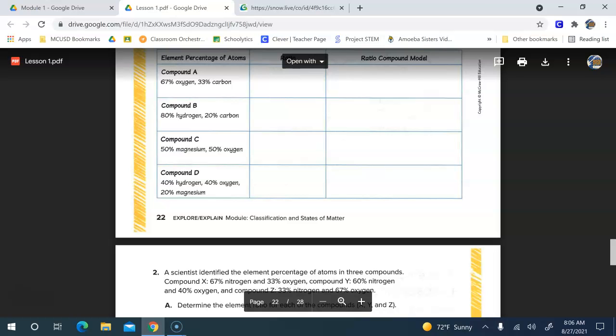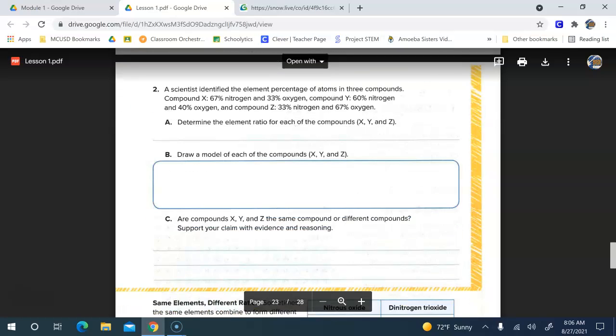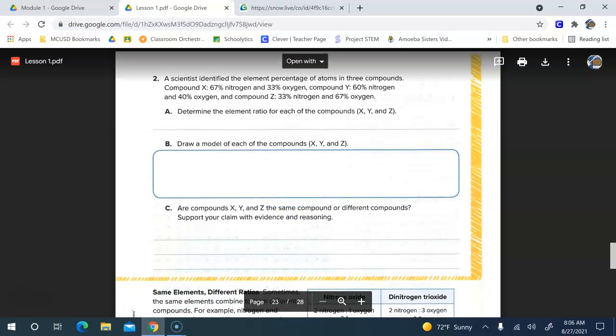Now what we're going to do is look at page 23. Now you may need to pause this video and work through stuff as you're going, and that's fine. I would recommend that. Number 2, if we look, we have 3 different compounds: compound X, compound Y, and compound Z. So compound X is very similar to compound A on page 22. So you should be able to figure out the ratio for compound X. We'll come back to compound Y in a second. Compound Z is also very similar, but you'll need to pay attention because the amounts are flipped.